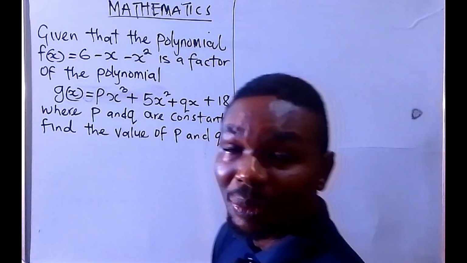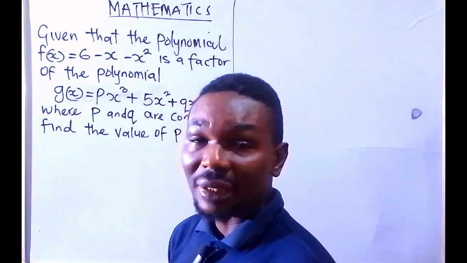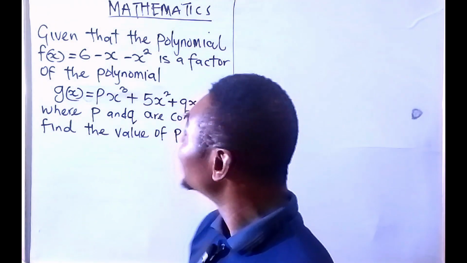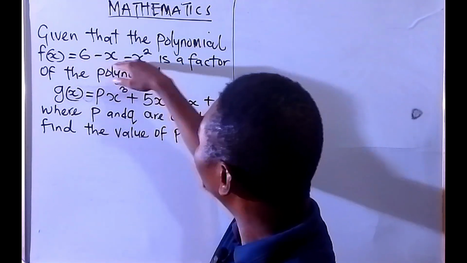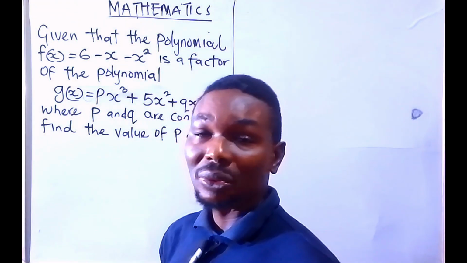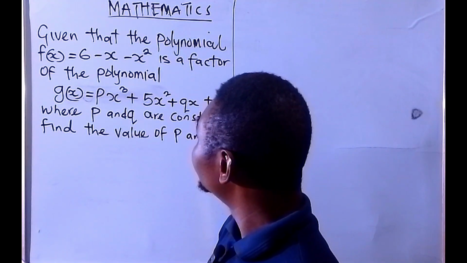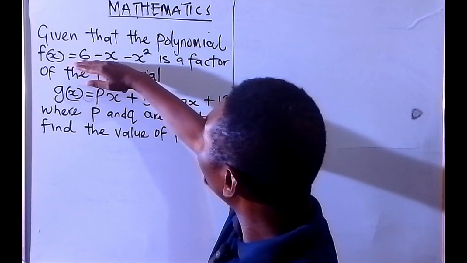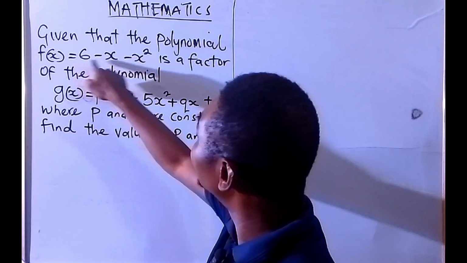Now, to solve this problem, from the equation, f of x was given as a factor of this polynomial, which means this f of x can go into this g of x without what? Remainder. Now, to solve this problem, we need to factorize this quadratic equation here.